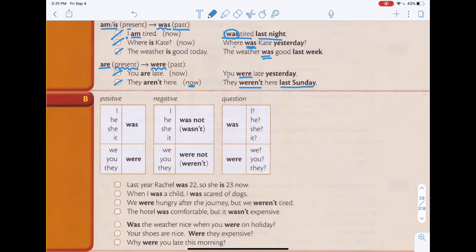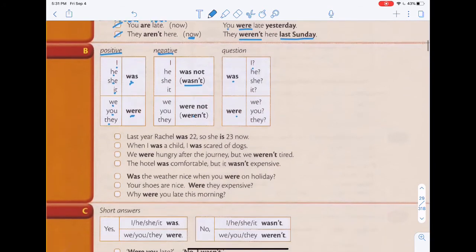So same thing, they're just combining all the chapters now. So for positive, remember, is I was, he was, she was, it was. Okay, we were, you were, they were. For negative, it'll be I was not, which will be wasn't. He wasn't, she wasn't, it wasn't. And this one will be we weren't, you weren't, they weren't. All right, or were not. And then for question, was I? Okay, or were you? All right.